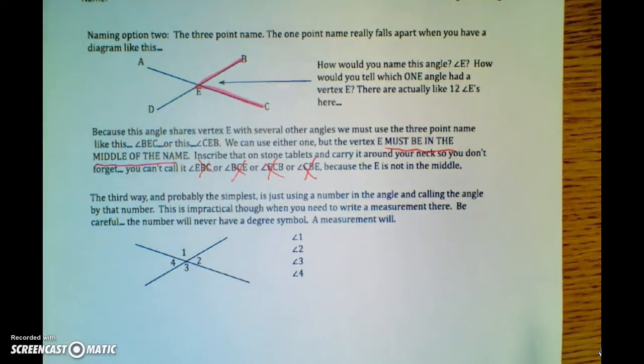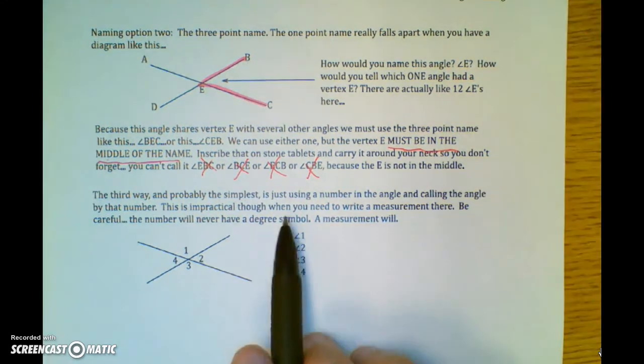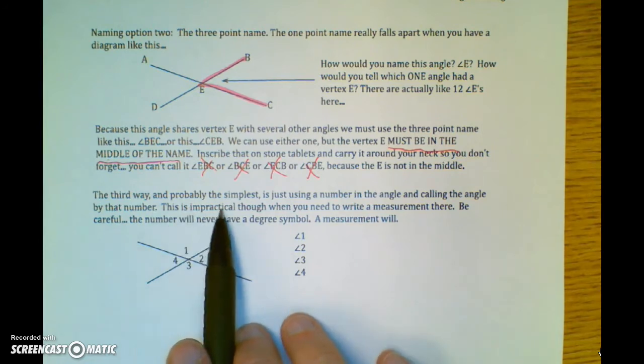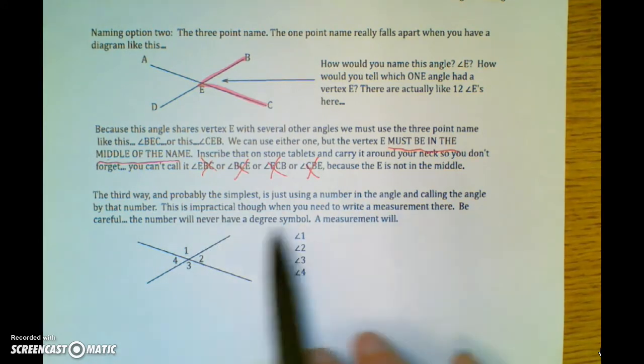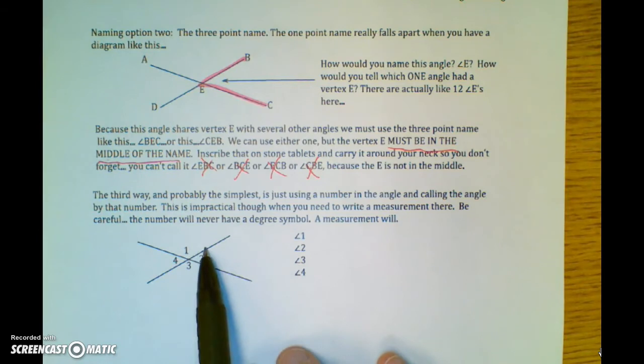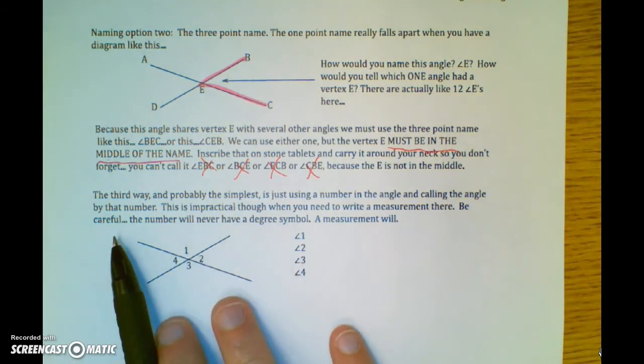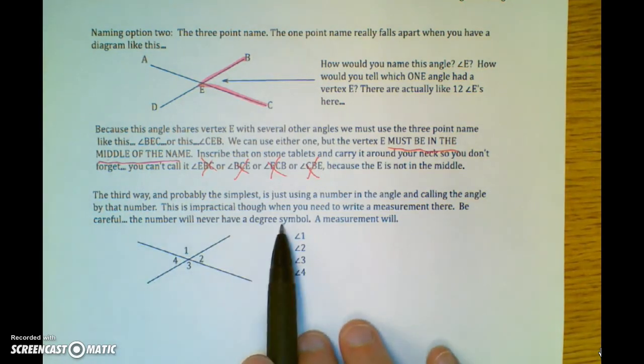Another way to name angles, the simplest, is just using a number in the angle and calling the angle by that number. This is impractical though when you need to write a measurement there, so it gets confusing if you're trying to figure out the degree or the measurement of an angle. Be careful, the number will never have a degree symbol. That's how we tell the difference.